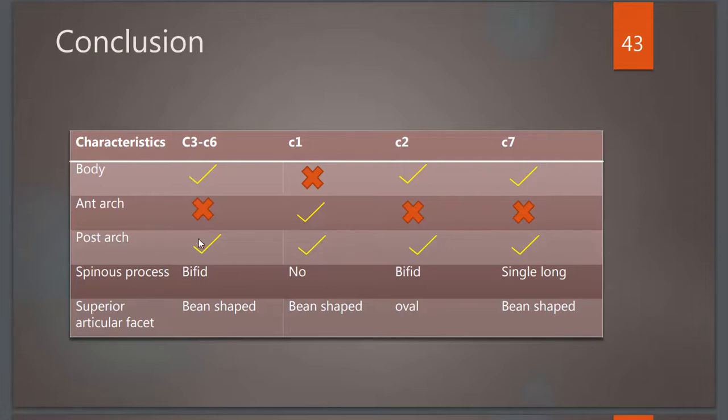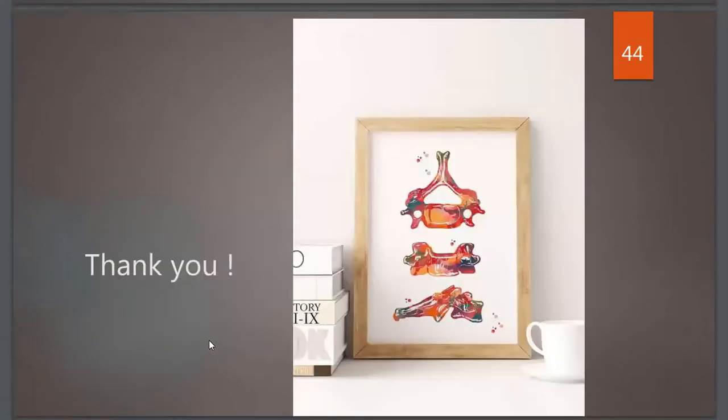Spinous process is bifid in the typical cervical vertebra; in C1 we do not find a spinous process because we have the posterior tubercle in the posterior arch, right? C2 spinous process is bifid and C7 is very long, no? Like vertebra prominence, a long single spinous process with sharp posterior tubercle. Superior articular facet is bean shaped for C3 to C6, and for C1 also it is kidney or bean shaped. For C2 the superior articular facet is oval. For C7 also it is bean shaped. I hope you understood.